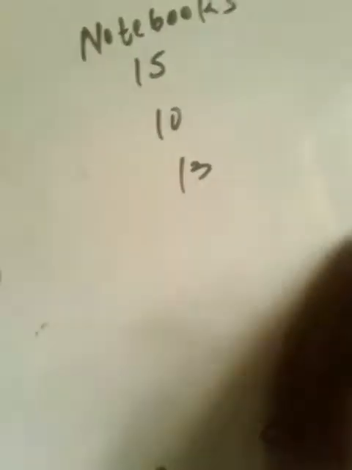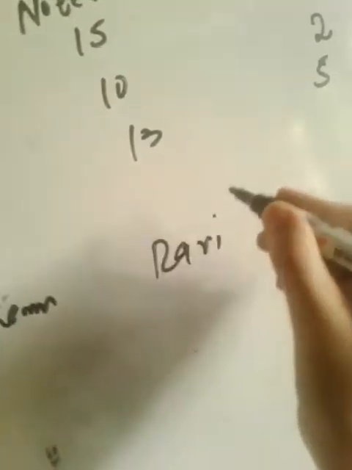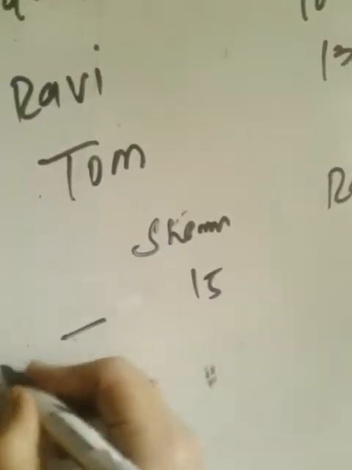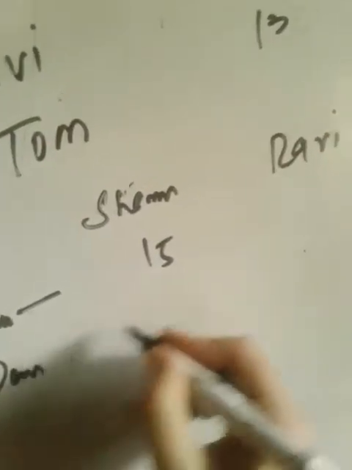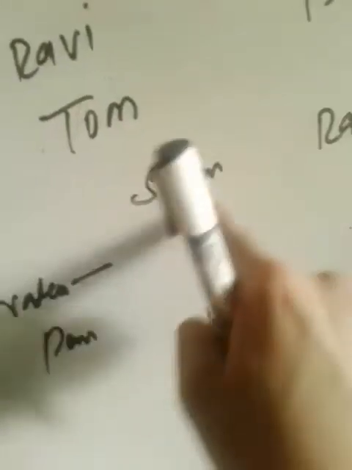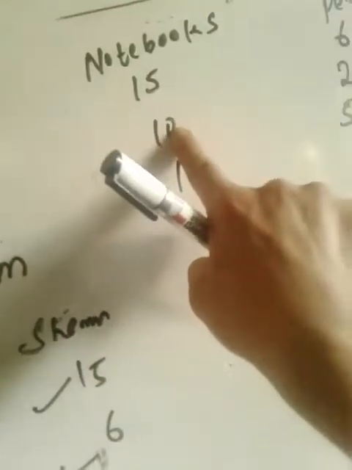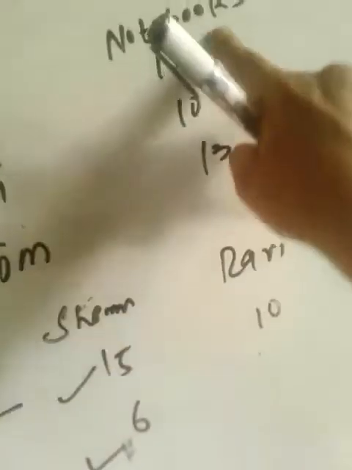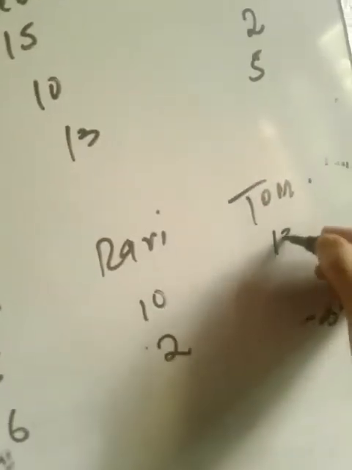Suppose now what we will do, we will keep friends here: Sham, Ravi and Tom. Here Sham has how many notebooks? 15. Here this represents notebooks. Sham has how many pens? He has 6 pens. This represents pens. 15, 6 is the information of Sham: 15 notebooks, 6 pens. What about Ravi? 10, 2. 10 notebooks, 2 pens. What about Tom? 13 notebooks, 5 pens.